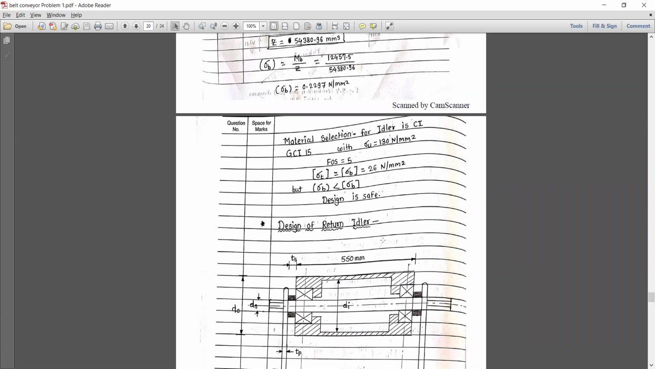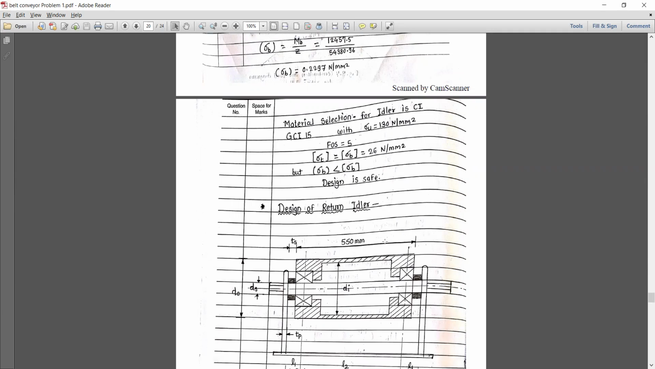Okay, similarly here also we are considering the idler from gray cast iron, that is GC15. Sigma UT value is 130 Newton per mm square. Factor of safety is considered as 5. So design bending stress is equal to 26 Newton per mm square, and induced was 0.22. So it is very less. Okay, so because of this our design is safe. As the induced stress is lesser than the design stress, our design is safe.